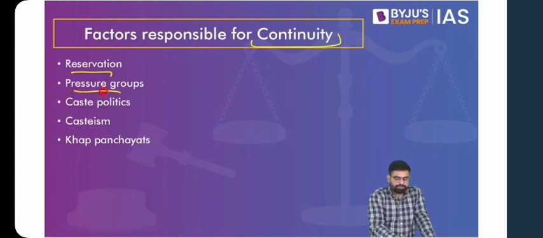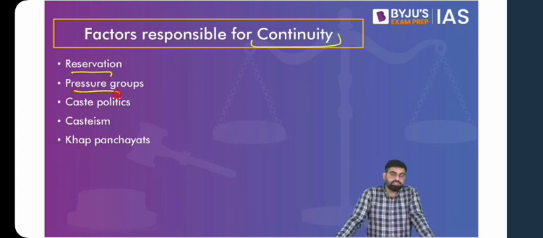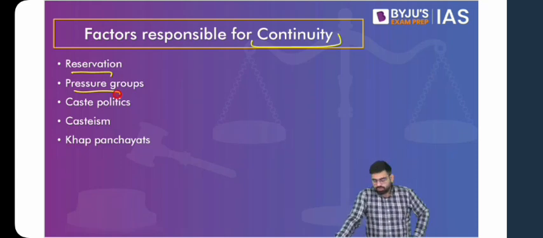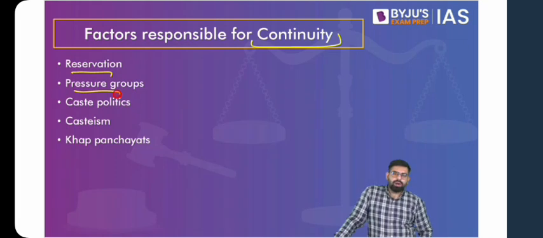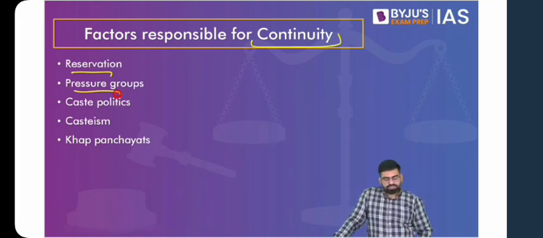Then similarly, we talk about various pressure groups taking up the demands of various downtrodden sections of the society, various castes from the so-called lower section of the society. At times, you'll find pressure groups of the so-called upper caste of the society talking about or demanding reservation. You can take an example of that. So these various pressure groups also strengthen the caste identity.